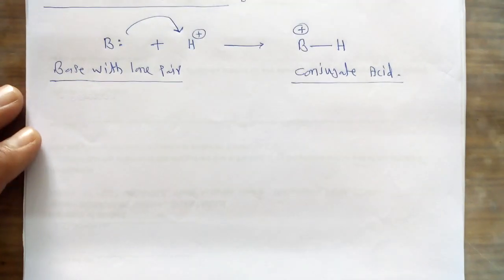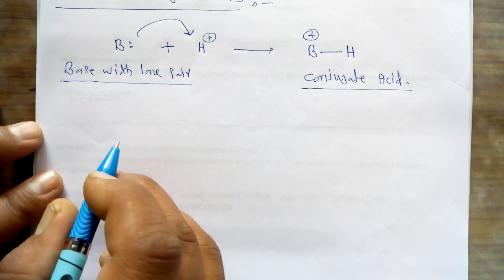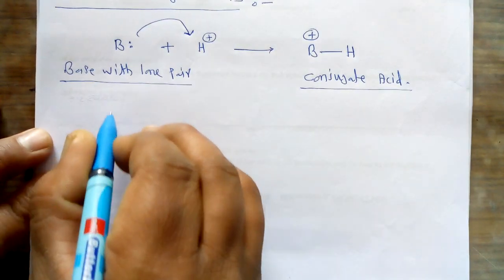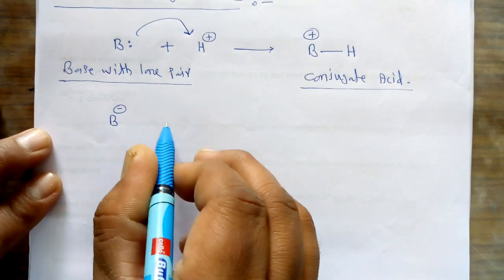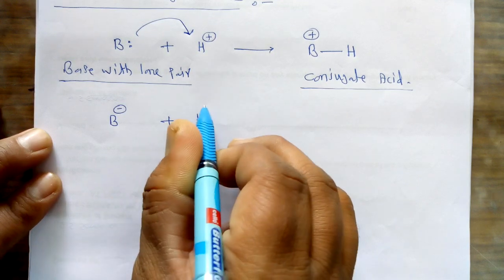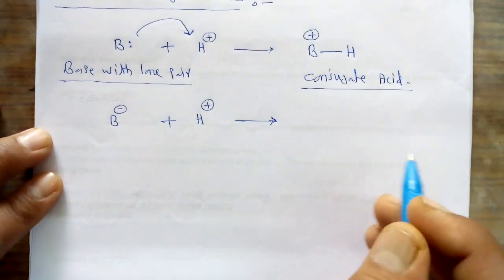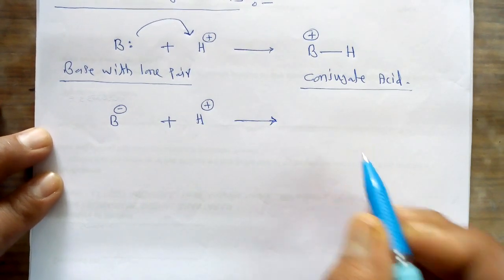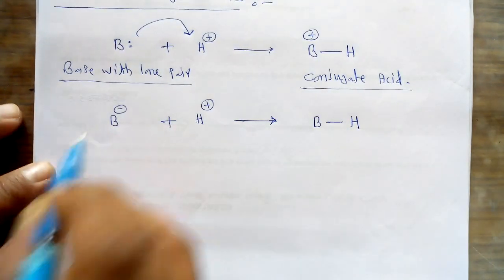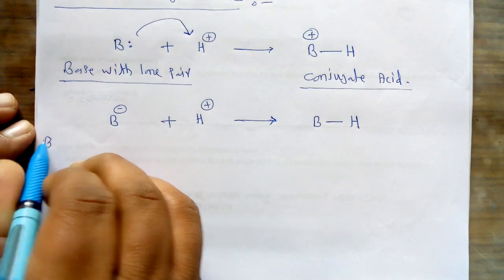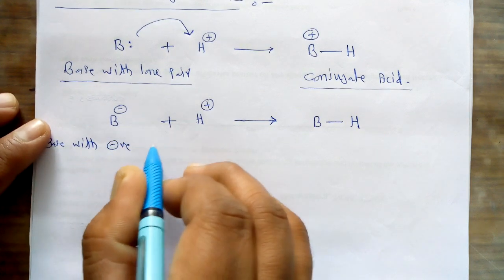In the second definition of basicity, a base is a compound in which an atom must have a negative charge. The atom must have a negative charge, so it is electron rich, and it is capable of attacking this proton due to the electron rich nature of this atom. So again it forms a bond between this base and the hydrogen. This is called the base with negative charge.